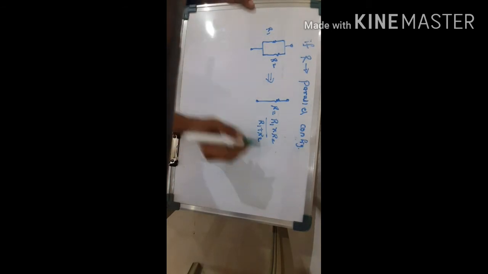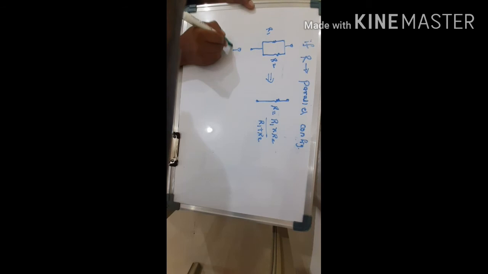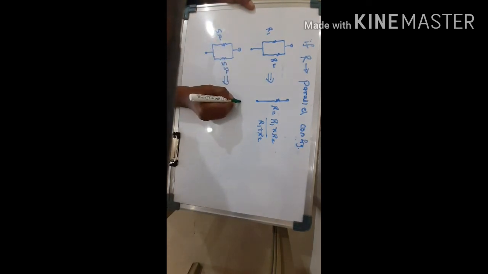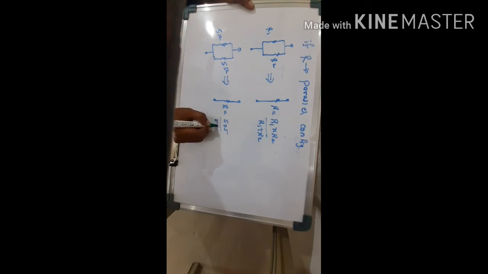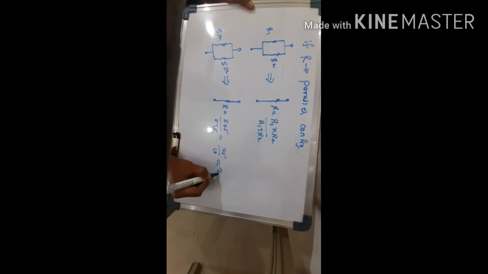Similarly, we will see one problem on this. Here two resistances are connected in parallel, 5 ohm and 5 ohm. Remember, if two equal values of resistance are connected in parallel, the resultant will be exactly half of a single one. So here R equals 5 into 5 divided by 5 plus 5. So 25 divided by 10 is 2.5 ohms. So R equals 2.5, which is equivalent to half of the single resistance.